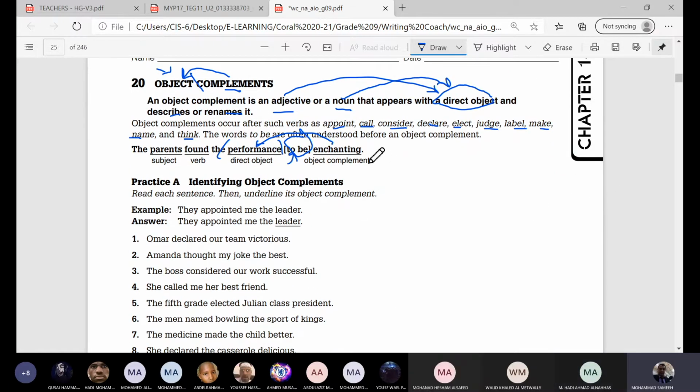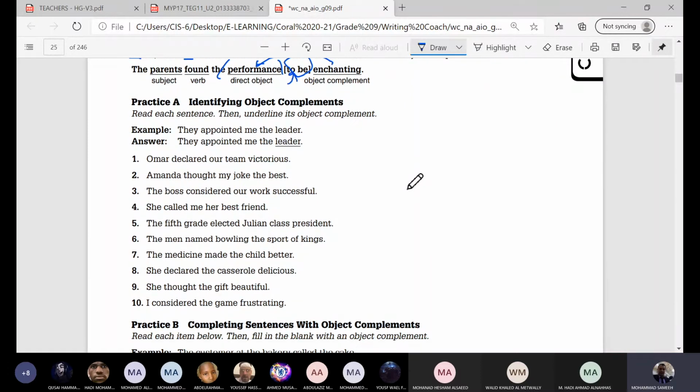So enchanting here is an adjective describing performance, which is a direct object. Okay, so we get to the questions down. Now we need to know what the object complement is from this exercise, from 1 to 10. I'll start with Kareem. Kareem, number 1, what's the object complement? Omar declared our teams victorious.